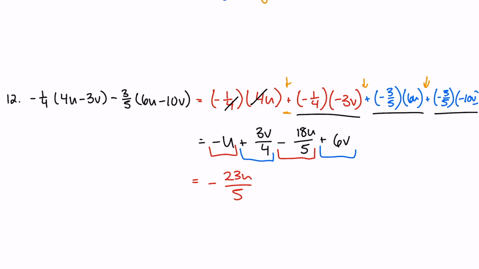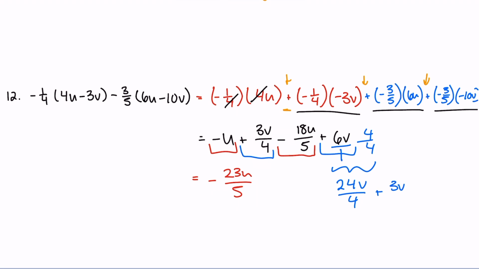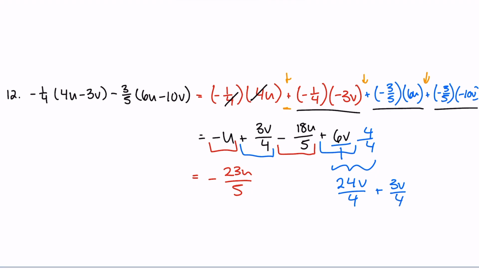And now to do our v's, to get the same denominator, we need to multiply 6v by 4 over 4. So if we multiply 6v by 4 over 4, and remember 6v is the same thing as 6v divided by 1, we get 24v over 4. So now we have 24v over 4 plus 3v over 4. So 24 plus 3 is 27, so plus 27v over 4. So our answer is -23u over 5 plus 27v over 4.